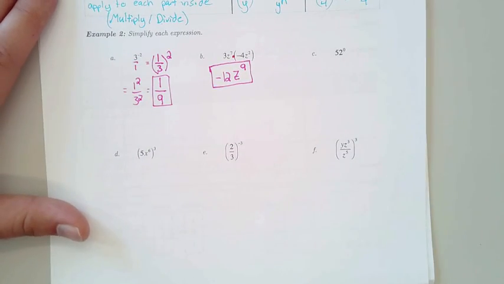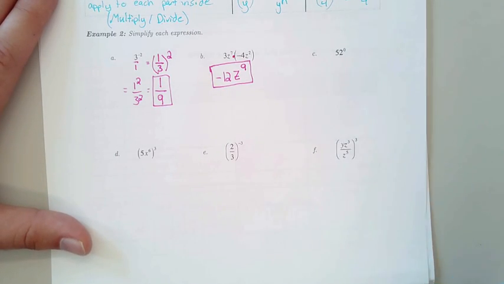Next one here, we'll switch colors for this one. 5 to the 0 power. Well, anything to the 0 power is 1.